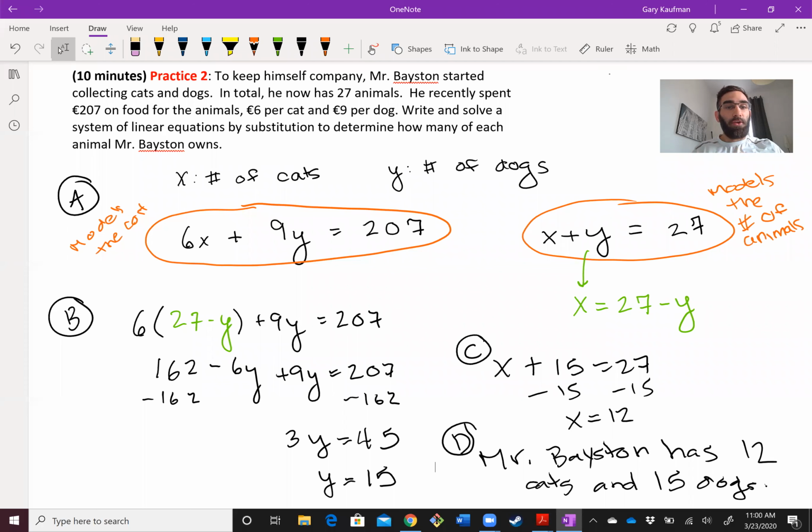As you see, my first part was defining the variables and modeling the two topics. One was the cost, that's this one right here, modeling the cost. And the other was modeling the number of animals. That's this equation. I then was able to rewrite the one on the right in terms of x. You could have also done it in terms of y. I then substituted for y, or substituted for x, and I was able to figure out that y equals 15 in part B. Part C was substituting that in for y and solving for x, which was 12. And part D was writing my sentence. All right, let's go on to the next practice problem.